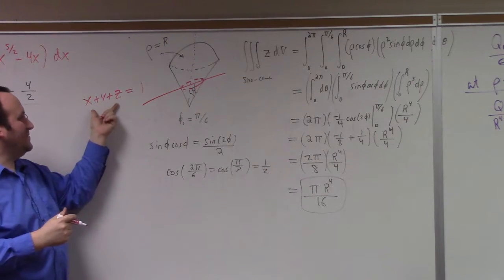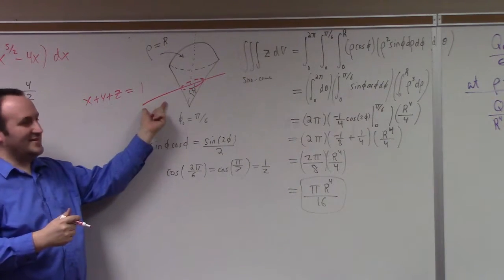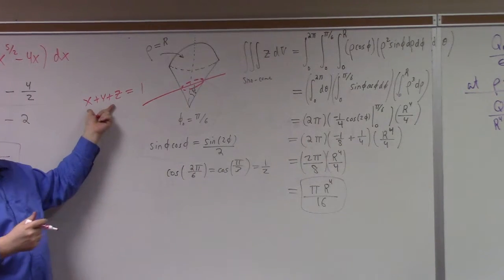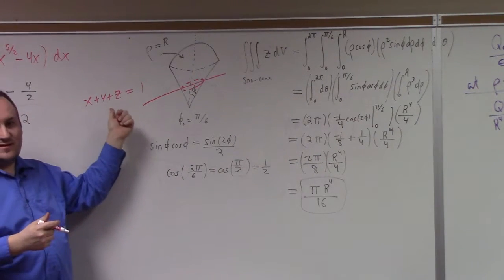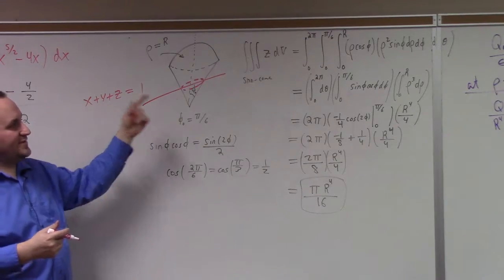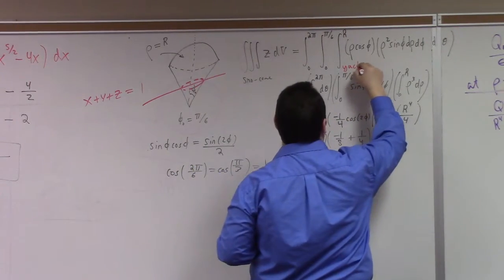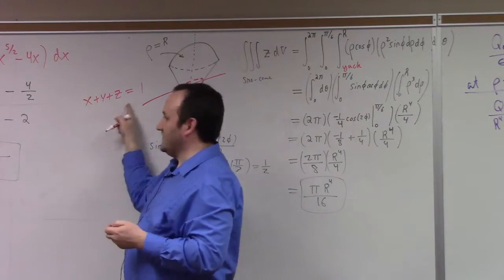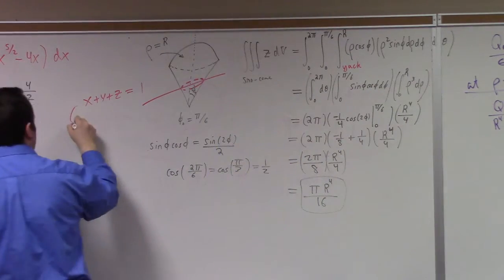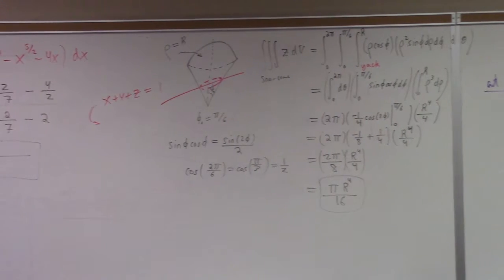If we had x plus y plus z equal to 1 like that, then you'd convert to rho cosine. So basically your inner radius wouldn't be 0 anymore. It would be some yuck as given by this. Anyway, we're done for today, so let me not make it worse.